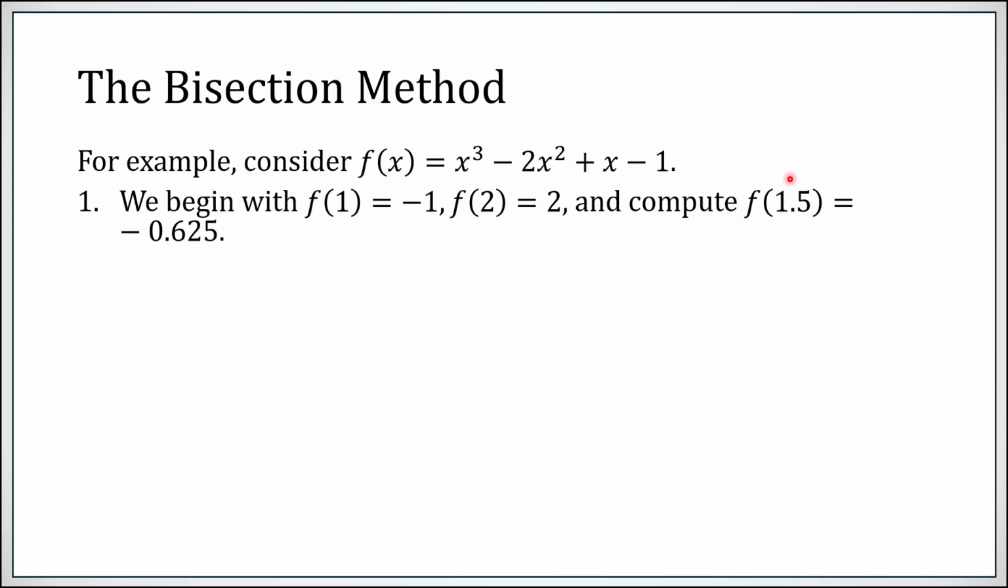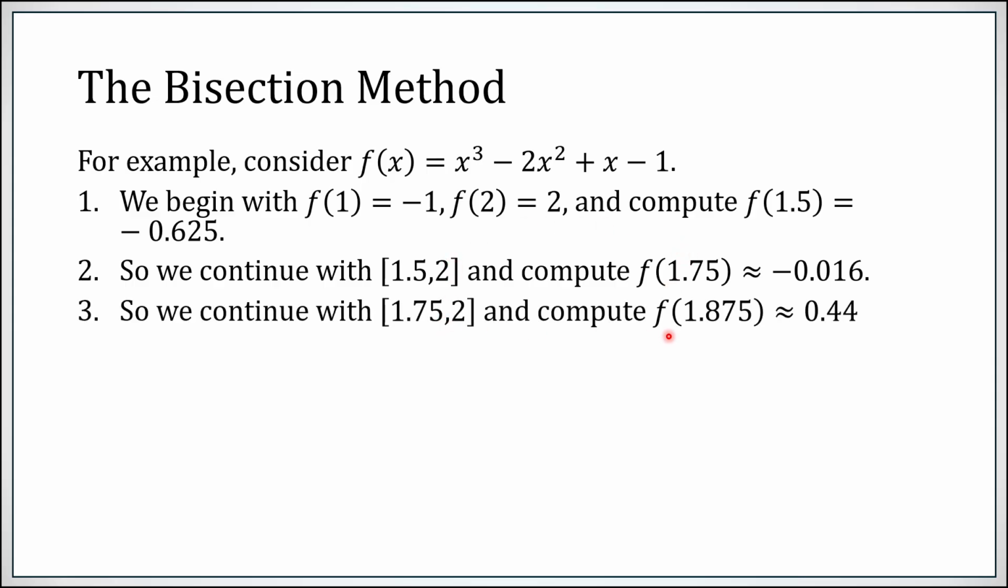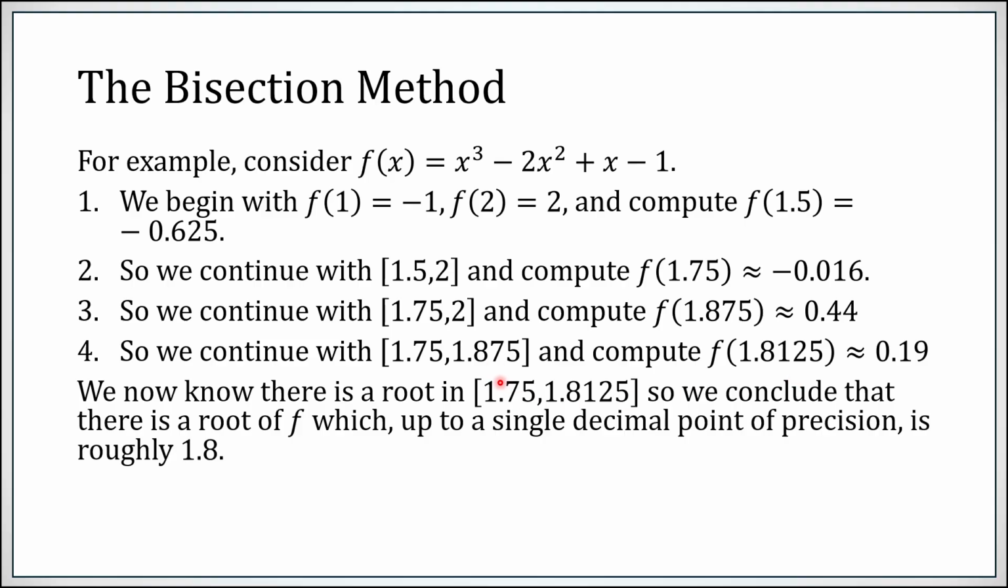So the original went from negative to positive. The midpoint is negative, so going from 1.5 to 2 will maintain the same negative to positive change in the range. So 1.5 to 2 now becomes our domain. Compute f of its midpoint, still negative. So to maintain this negative to positive motion, make your new domain 1.75 to 2. Computing at its midpoint, you get a positive number. So 1.75 to 1.875 now has that negative to positive change. Compute f at the midpoint here, positive.